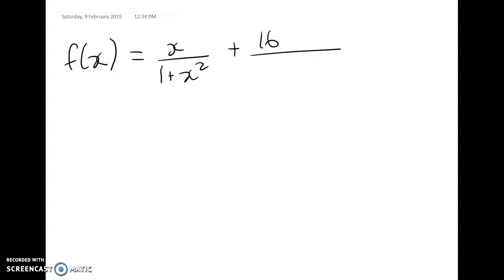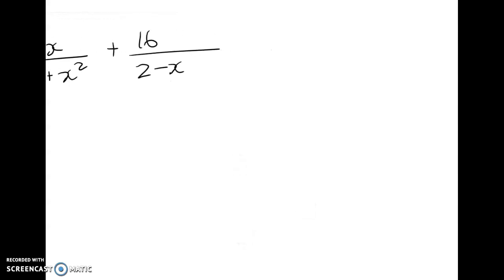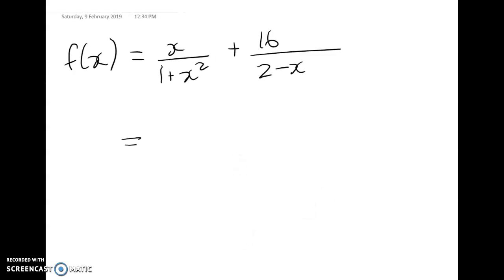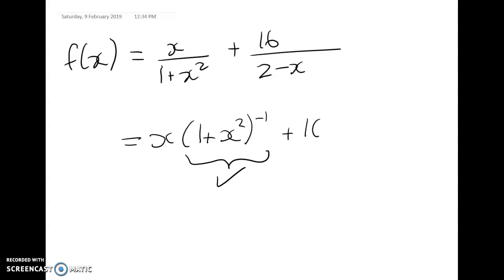Okay, so what have we got? Well, we've got to start by writing it out into the nice format. So we've got f of x is x over 1 plus x squared plus 16 over 2 minus x. But there's a bit of manipulation before I can do the binomial expansion. I'm going to write it like this, x times 1 plus x squared to the -1. So we're going to do a binomial expansion on this, and this is now good to go. But this one is not. So we've got 16 times 2 minus x to the power of -1.